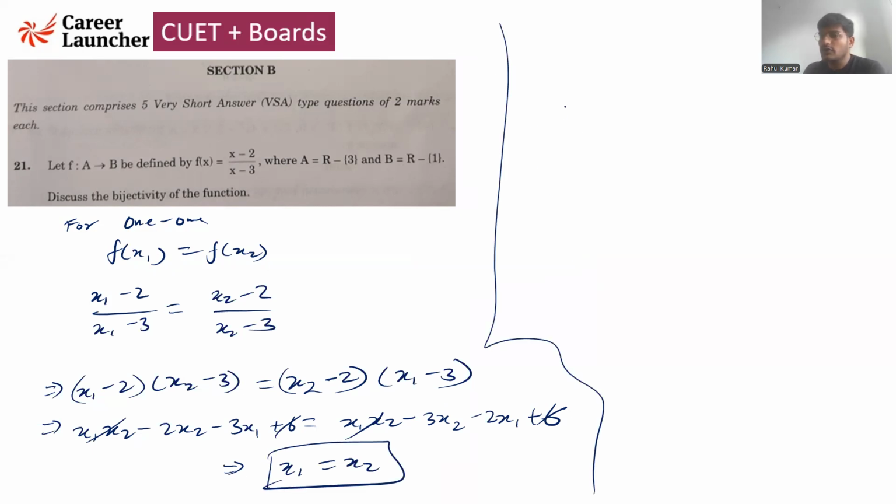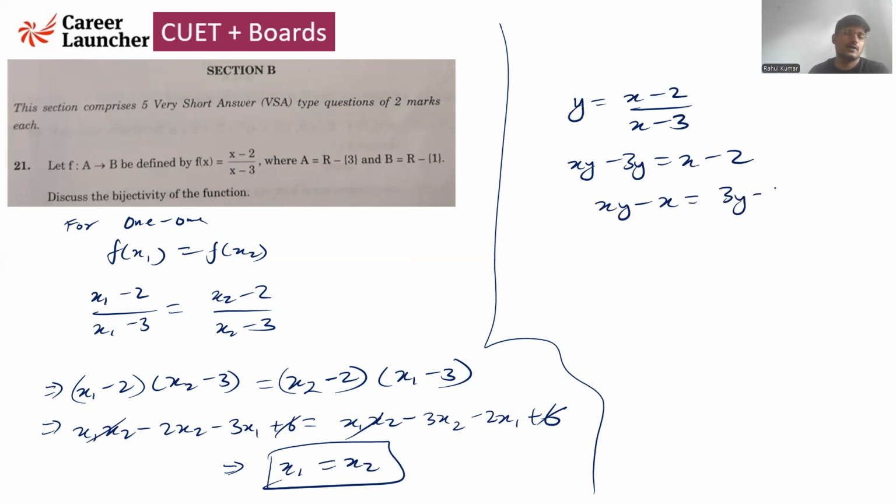Now for onto, what you will do: you will assume your function as y and try to find the value of x in terms of y. So when you do the cross multiplication, you will have xy minus 3y equal to x minus 2, and xy minus x is equal to 3y minus 2. And the value of x is (3y minus 2) divided by (y minus 1).